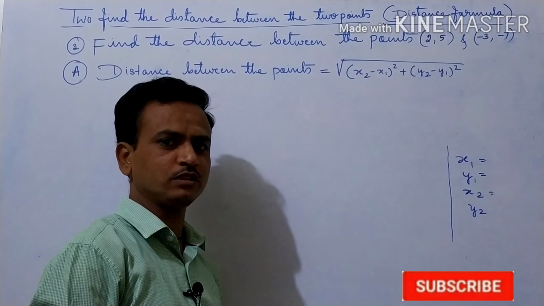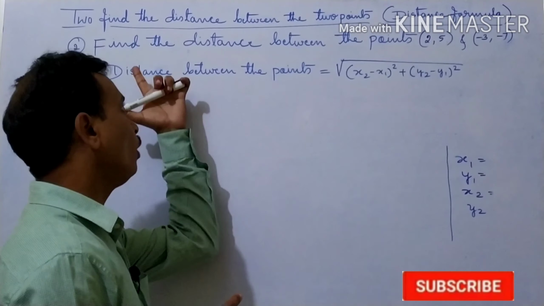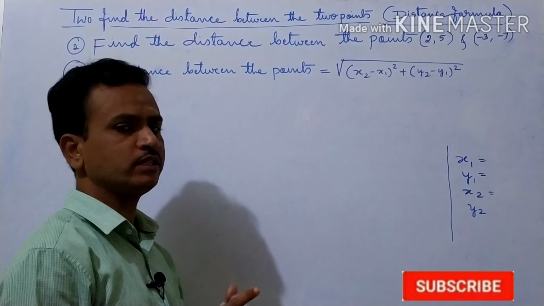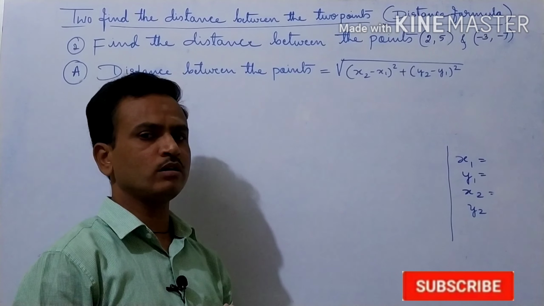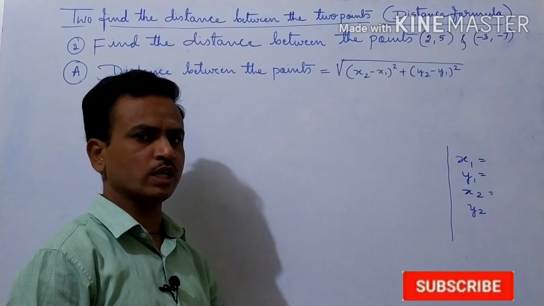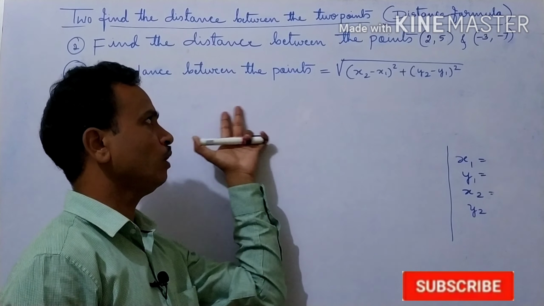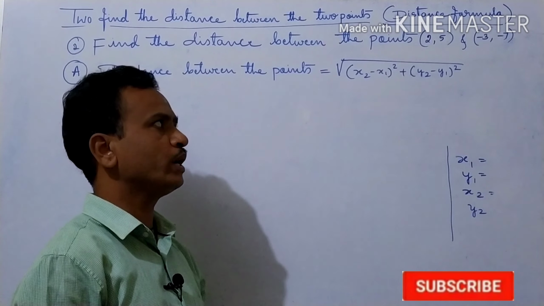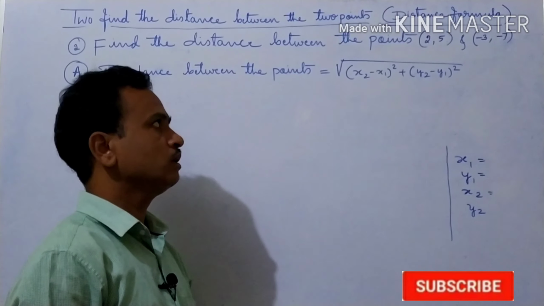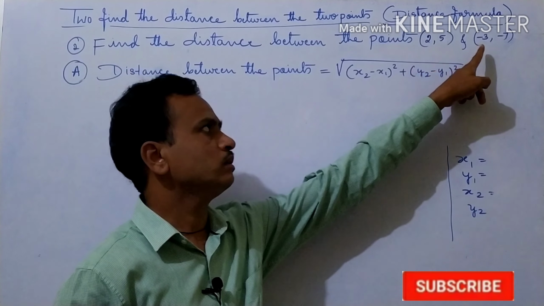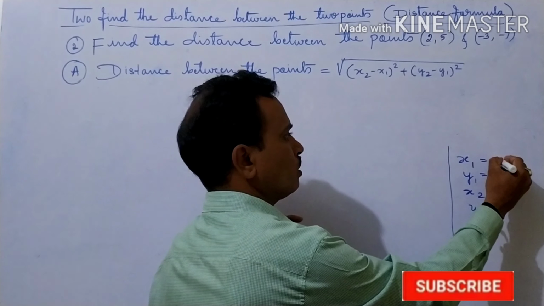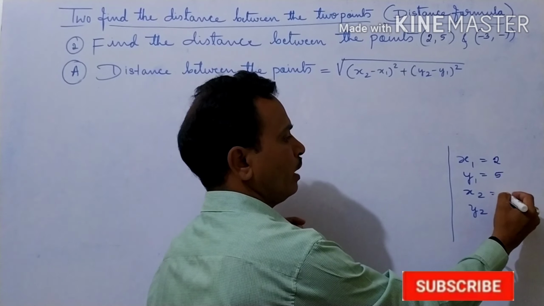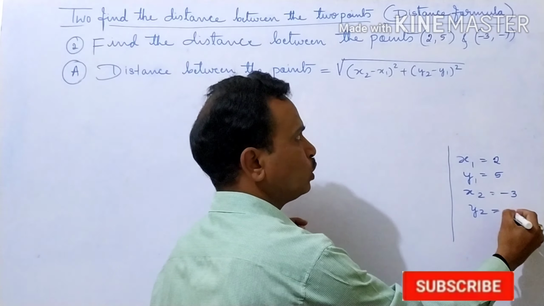So in this second question, same idea: find the distance between the points (2, 5) and (-3, -7). The same formula you can use. What is the formula here? Square root of (x2 minus x1) whole square plus (y2 minus y1) whole square. First take x1, y1, next take x2, y2. So x1 is 2 and y1 is 5, x2 is minus 3, y2 is minus 7.